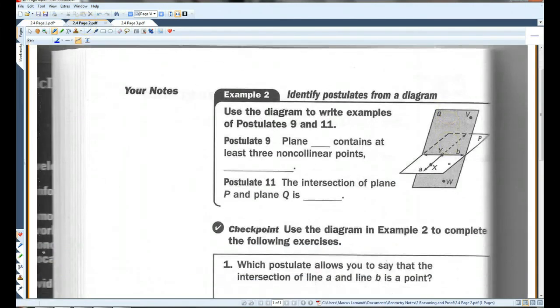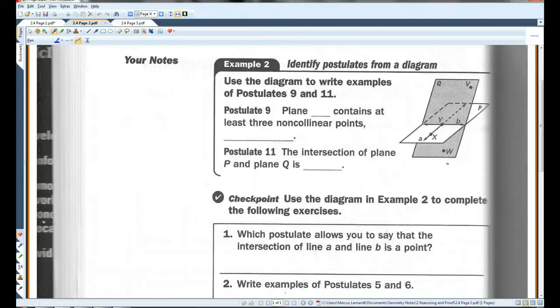Use the diagram to write examples of postulate 9 and 11. Postulate 9. Plane Q contains at least 3 non-collinear points. So if we looked at this plane, that's the shaded plane Q. Let's see, we have W, we have V, we have Y. All 3 of those points are in the plane, but you can't draw a line through all 3 of them. They are not collinear. That's a Y. There we go.